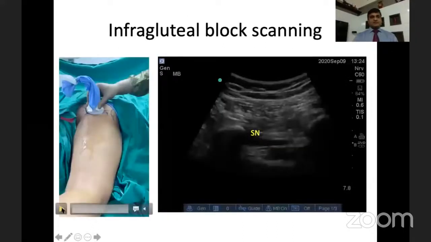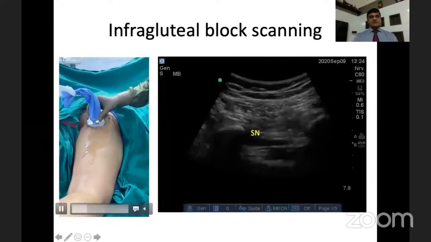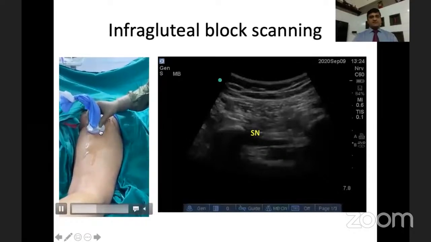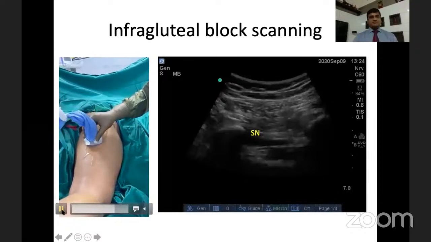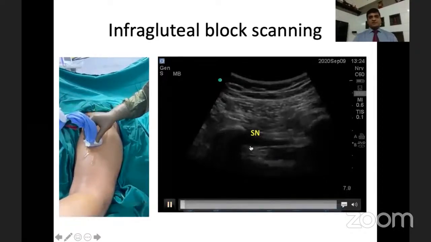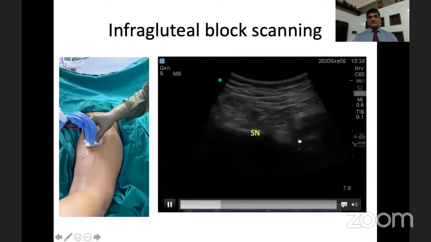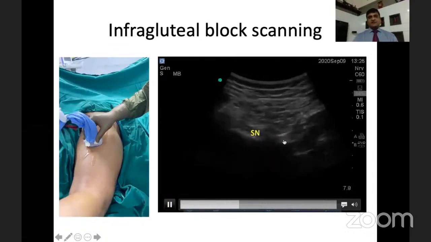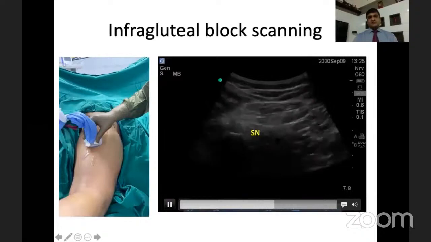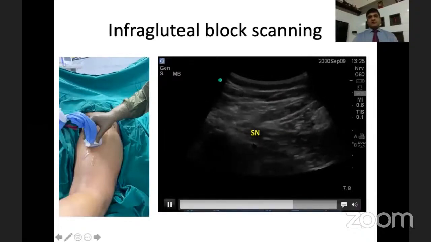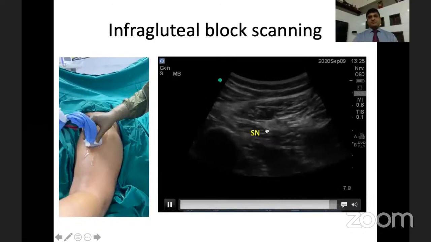This is the video showing scanning of infragluteal approach from proximal to distal. The probe is placed at transgluteal level, that is between GT and IT, and is being slid downwards while keeping an eye on the nerve. This is greater trochanter, ischial tuberosity, and this is the hyperechoic sciatic nerve below gluteus maximus muscle at transgluteal level. Now the probe is being slid downwards while keeping an eye on the nerve. At times the nerve disappears. This is called anisotropy of the nerve. You have to adjust by tilting the probe to see the nerve. The probe is slid downwards till you get an optimal view of the nerve. This is the hyperechoic sciatic nerve.